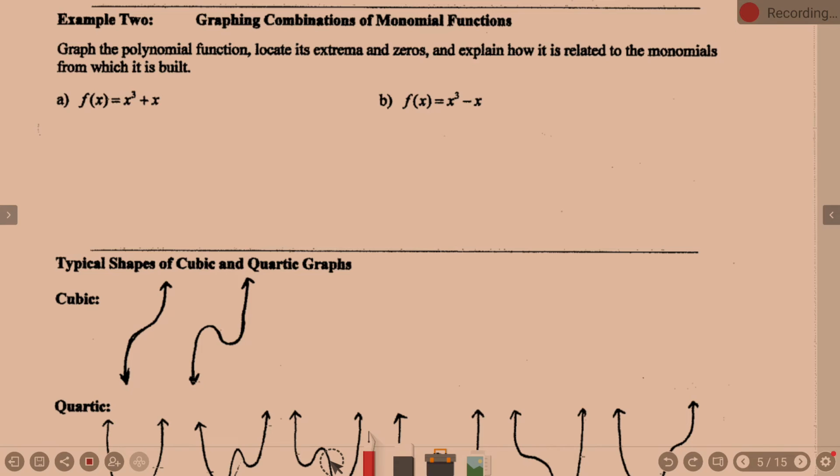F of x equals x cubed plus x. What's the gist of this graph have to be? Okay, y equals x cubed, right? Which means it's going to start low, it's going to be increasing, and it's going to end high. Now, what happens in the middle? That's a whole nother story.